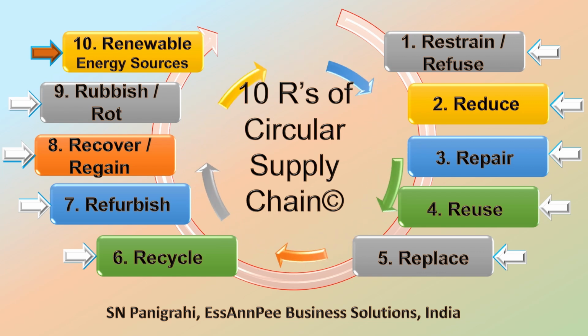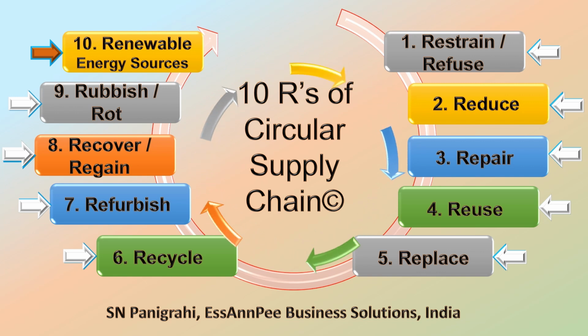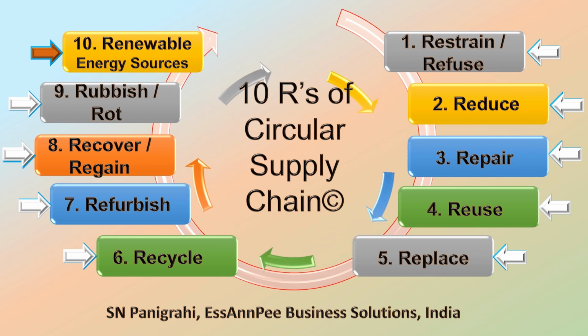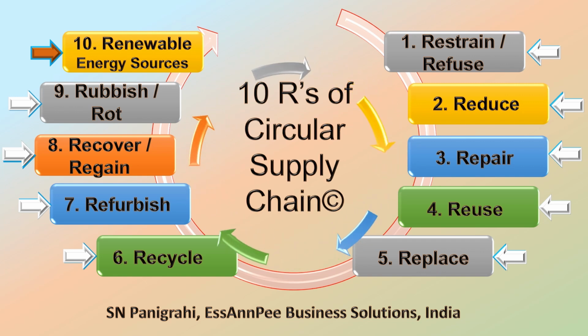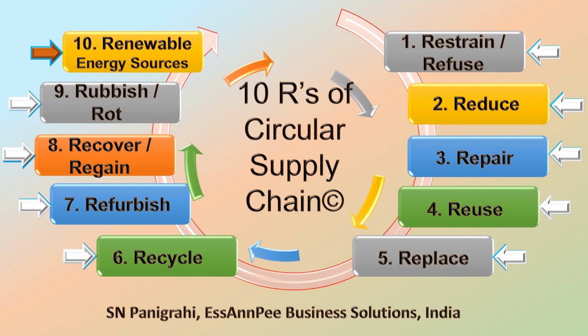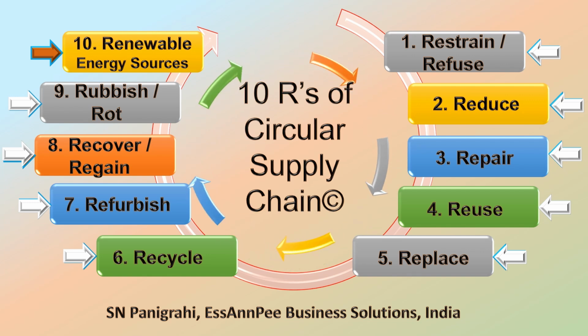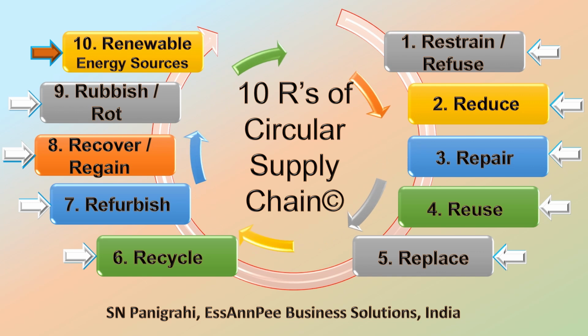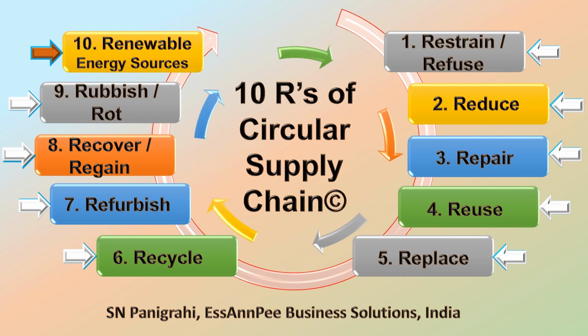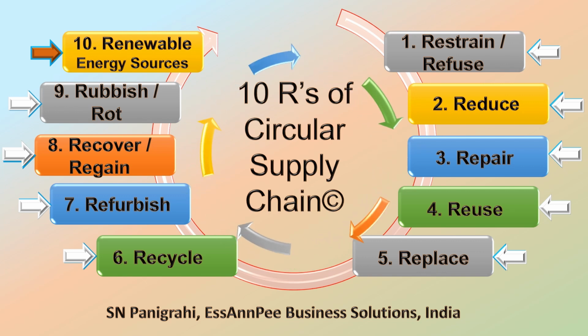10. Renewable energy sources. Just like other resources, energy also lasts as long as possible in a circular supply chain. Renewable energy sources are most abundantly available and can be harnessed without depletion of natural resources. Use of renewable energy greatly preserves other natural resources like fossil fuels, coal, crude oil and natural gas.